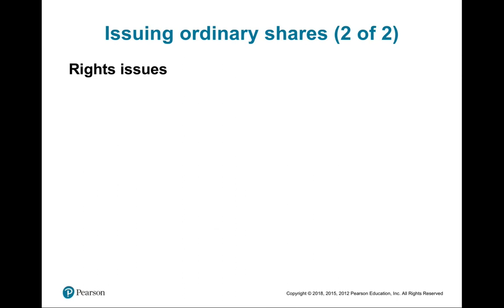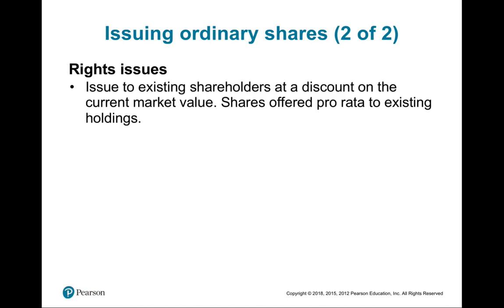And then another way in which a business can issue new ordinary shares is in the context of something called a rights issue. And this is something we're specifically going to be looking at in the context of the workshops this week. Basically, it's an issue to existing shareholders at a discount on the current market value. And shares are offered pro rata to existing holdings.